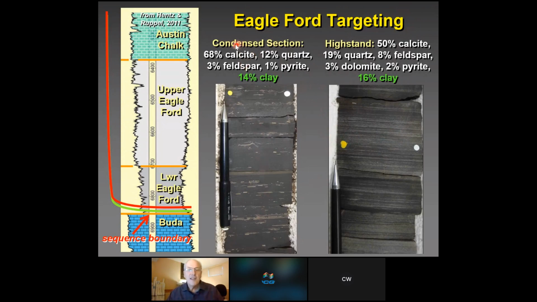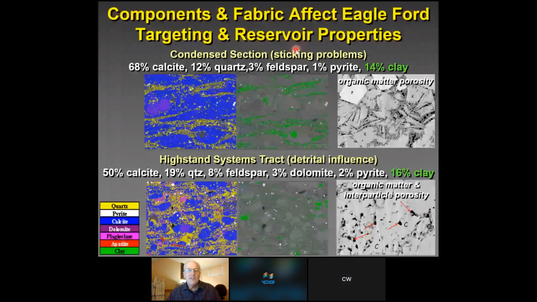And it's not just the composition that created the drilling problems, but it was the fabric too. So the condensed section where we have the sticking problems looked like this. This is an EDAX of an SEM photomicrograph, so a false color image. The carbonates in here are in blue. That was our carbonate mud. It was in layers or sheets, interlaminated with sand and clay, clays in green.